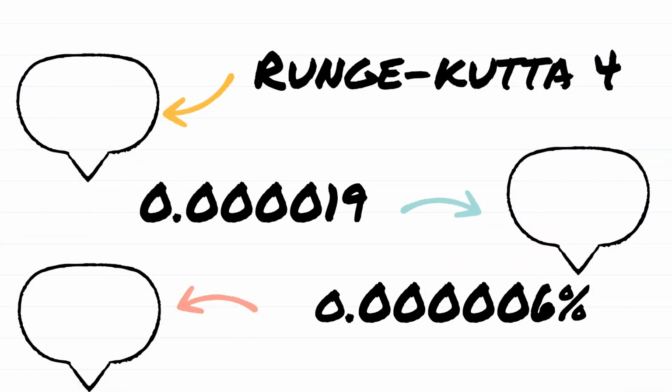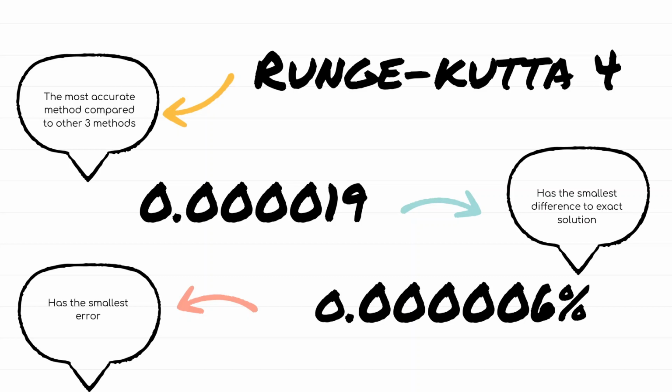So at the end of this video, we found out that the most accurate method is Runge-Kutta 4 because it has the smallest difference to the exact solution, which is 0.000019, and also the least error, which is 0.000006%.